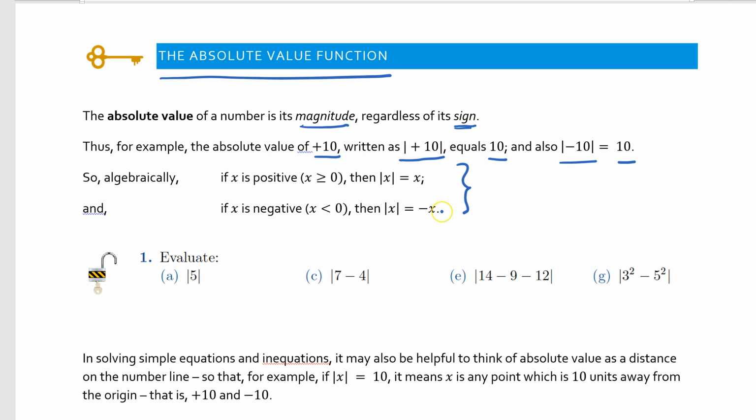So if we look at that with respect to these examples here, we have that the absolute value of 5 is 5. 7 minus 4 we know is 3, and the absolute value of 3 is 3. 14 minus 9 minus 12 is negative 7, but the absolute value of negative 7 is just 7. And 3 squared minus 5 squared is 9 minus 25, which is minus 16. The absolute value of minus 16 is just 16.